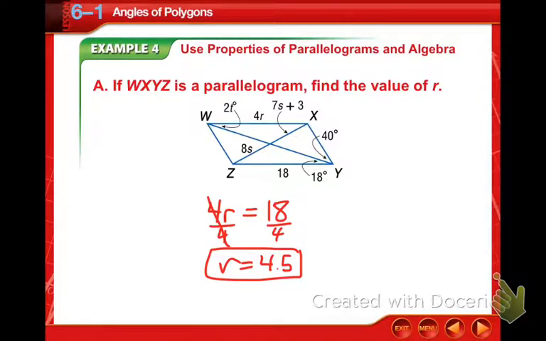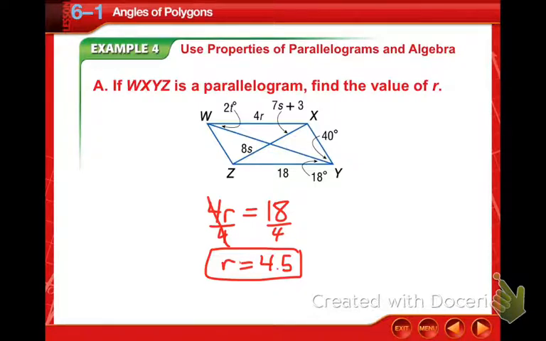There's our R. That's a terrible looking R. There you go, a little better. Pardon my handwriting. It's not great on paper either. All right, so next problem.